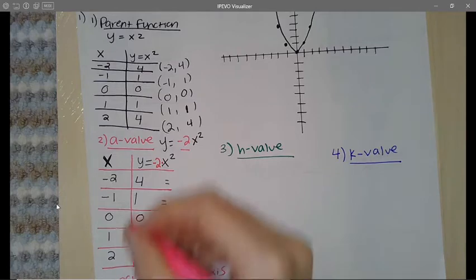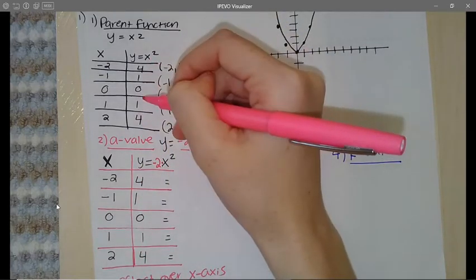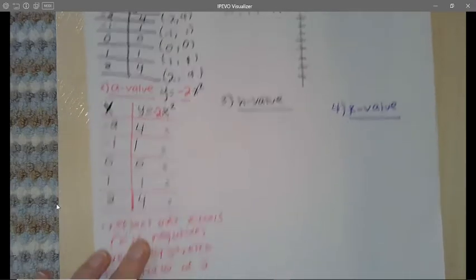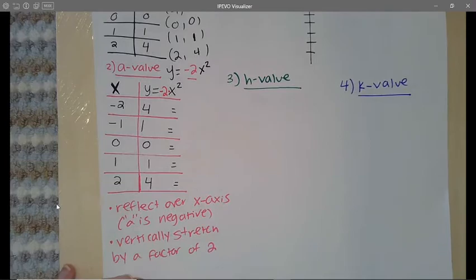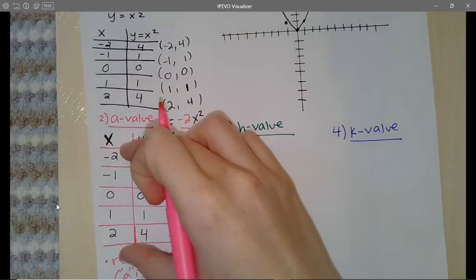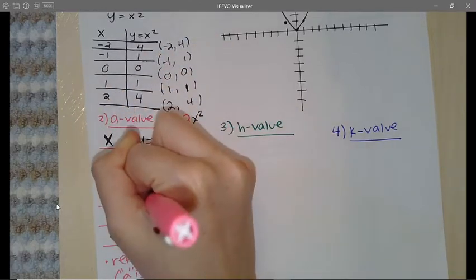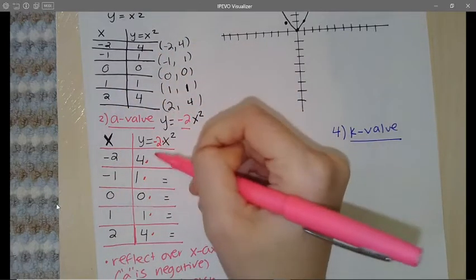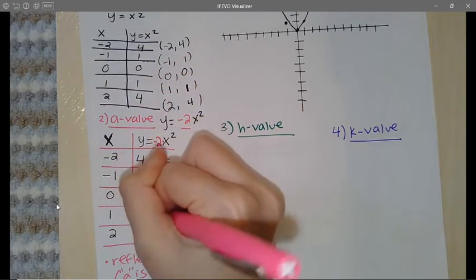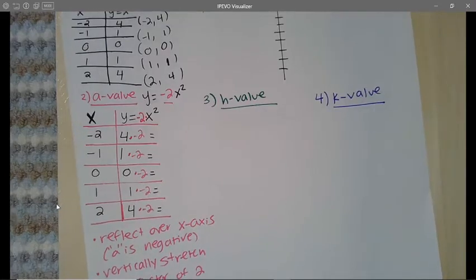Okay, so what we're going to do, we're going to take all of our original y's from the x squared graph and multiply them by a -2. So all you have to do when you're graphing the a value graph is take your parent function points, leave the x's alone. If you see, my x's are the same. And we're going to multiply all the y's by the a, which in this case, a is -2. So all you got to do for the a value is multiply the y values in your parent function by a.